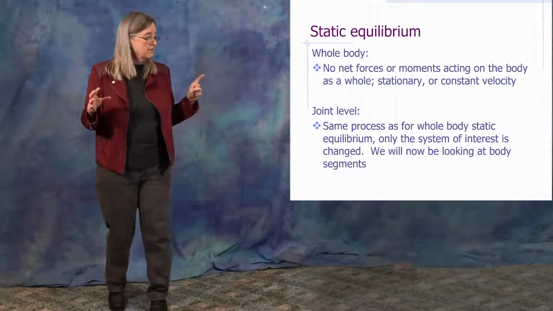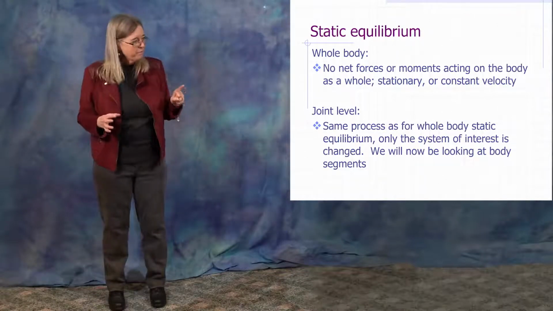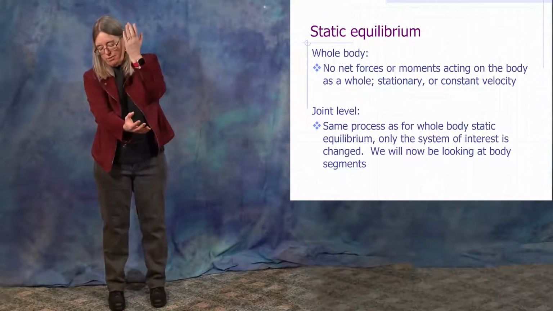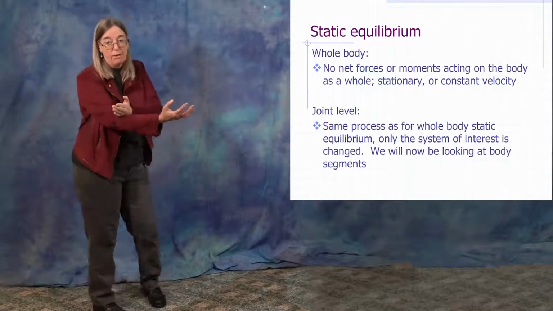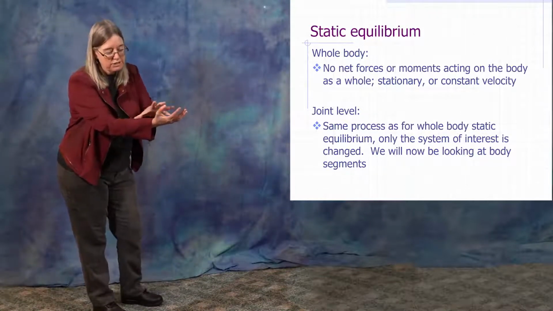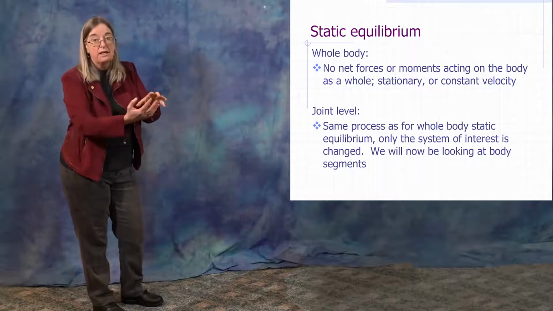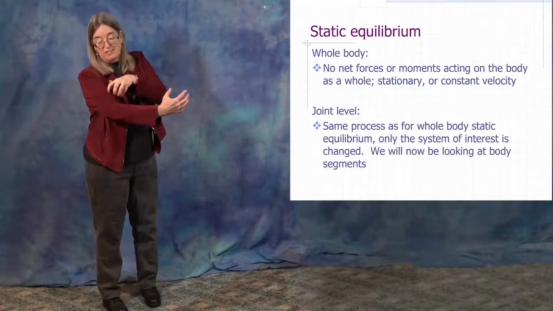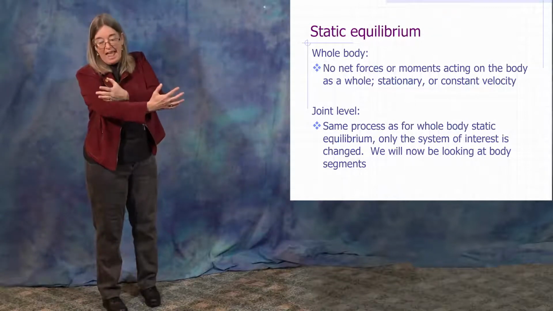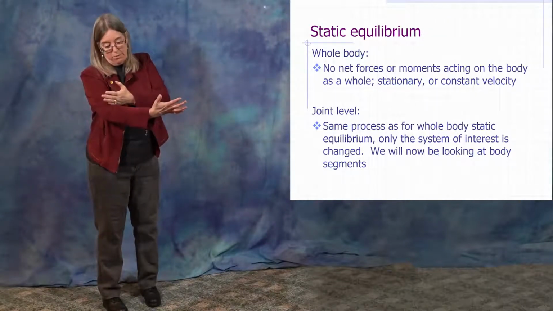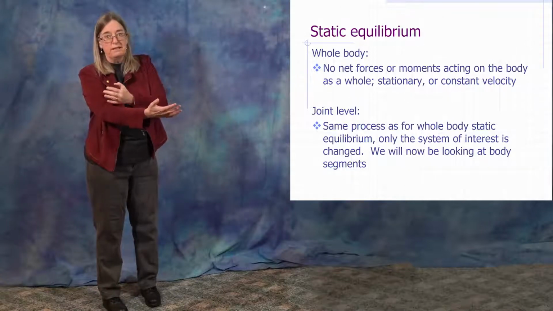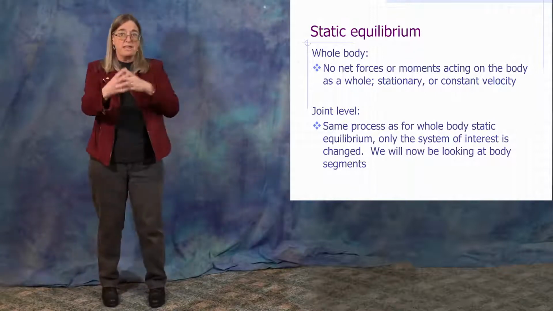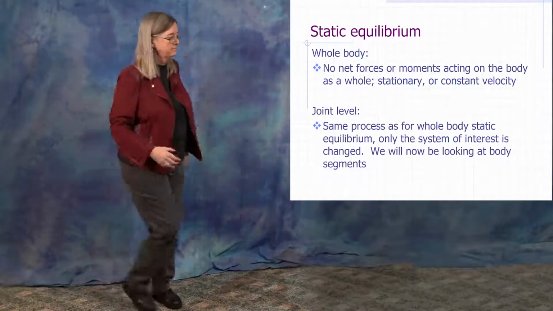The difference is that the system of interest now is a body segment, because we need to chop through a joint. We have to chop through the joint of interest in order to get a body segment that we can then look at the forces on. The forces on the end of the segment, in the case of the elbow for the forearm, the proximal end of the segment, are going to be what's happening in this joint.